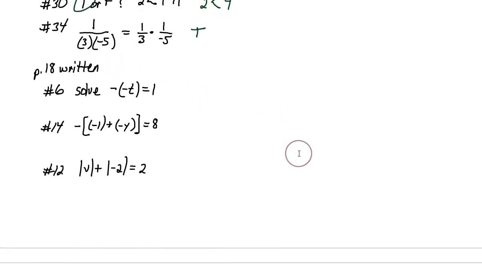Page 18, solve these equations. Negative of negative t is equivalent to positive t, and that's equal to 1. Number 14, we want to find the negative of what's inside the brackets. The negative of negative 1 is positive 1. The negative of negative y is positive y, and that's equal to 8. From this equation, we can see that y must be 7.